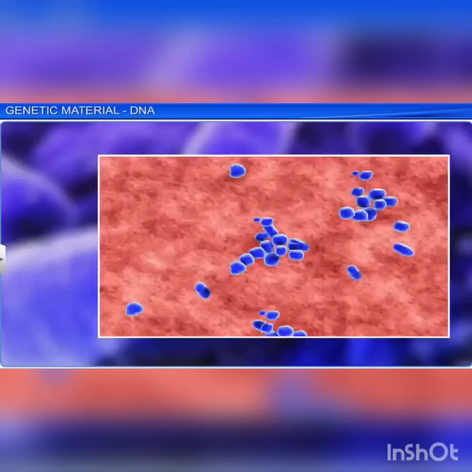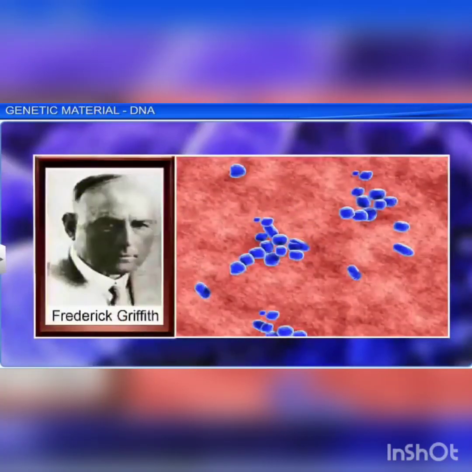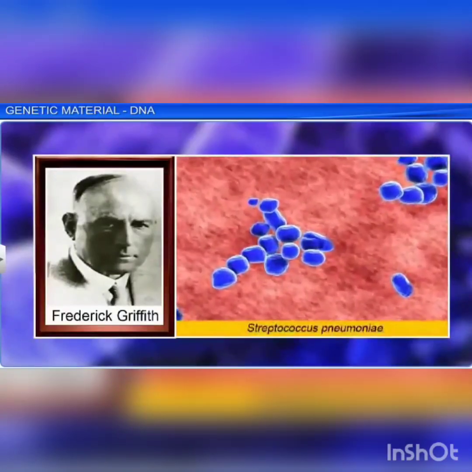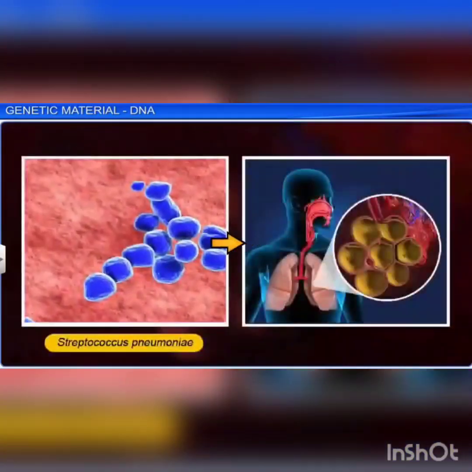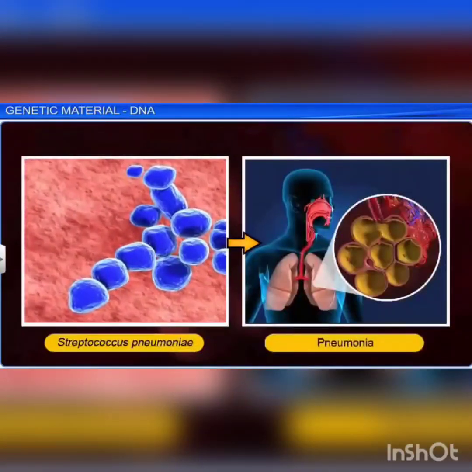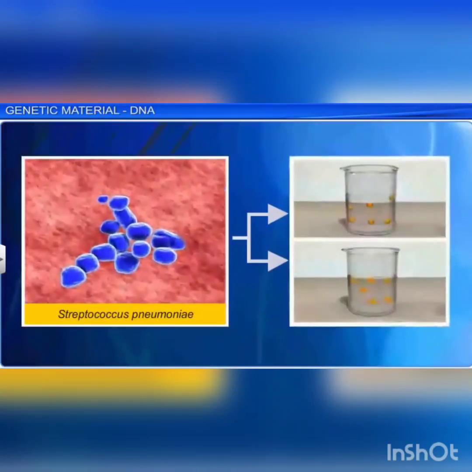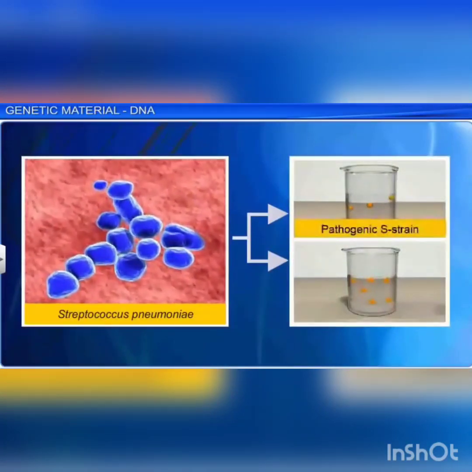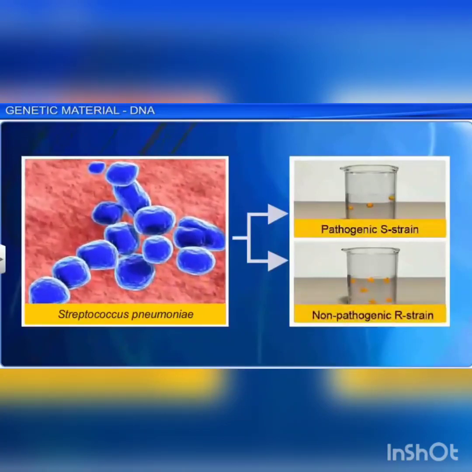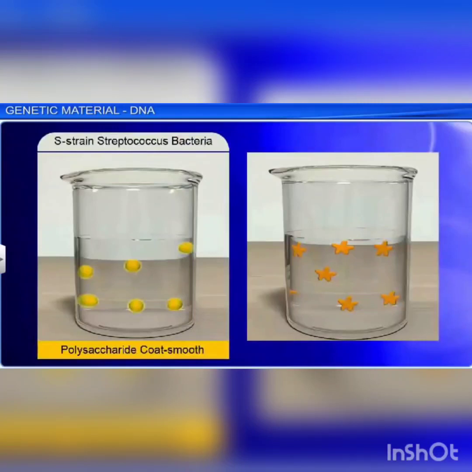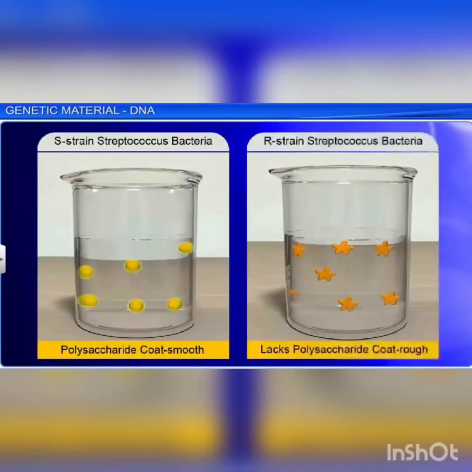British bacteriologist Frederick Griffith was the first to conduct experiments with the bacteria Streptococcus pneumoniae, which was responsible for causing the disease pneumonia. He worked with two types of bacterial strains, the pathogenic S strain and the non-pathogenic R strain. The S strain has a polysaccharide coat that makes it smooth, whereas the R strain lacks it, making it rough.